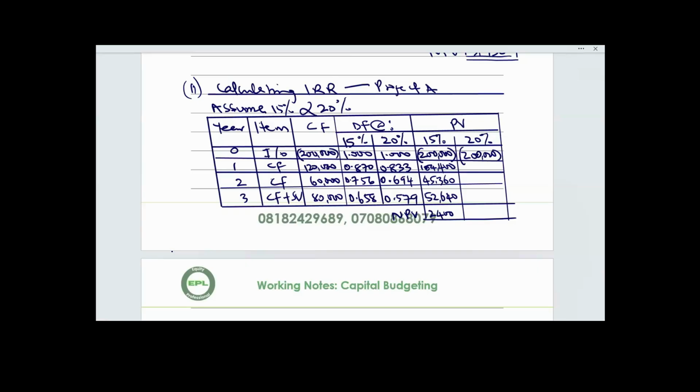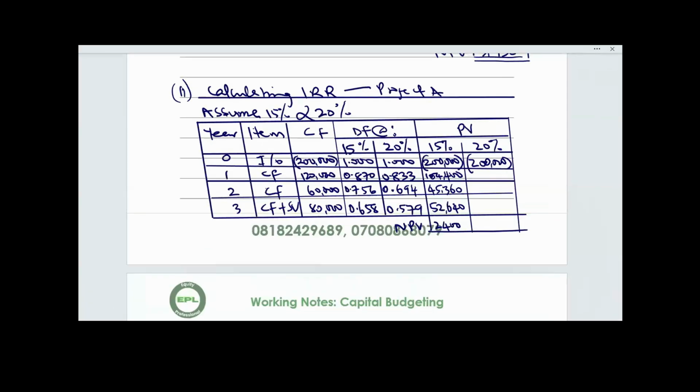So you have to be very careful. If you are using one table for your internal rate of return, you have to be very careful so that you don't give what belongs to Peter to Paul. There's likelihood for you to make mistakes. So you are picking the cash flow, multiplying with the second discount factor. So 120,000 multiplied by 0.833.